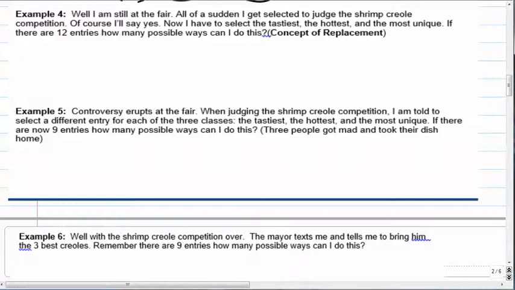So, what do I need to do? I'm judging a shrimp Creole contest. I'm going to have to select the tastiest shrimp Creole, the hottest shrimp Creole, and the most unique shrimp Creole. That's what I need to do. Where are they coming from? There are 12 entries.